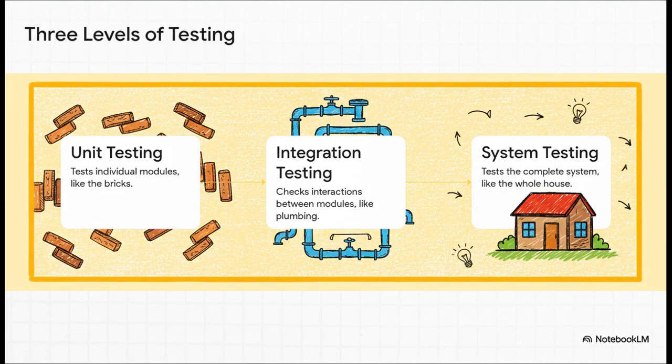Now, testing isn't just one single thing. It's a process with layers. First, you test each individual brick. Then, you make sure the plumbing and the wiring are all working together correctly. And finally, you test the entire house to see if it could survive, say, an earthquake. Let's break down each of those layers.